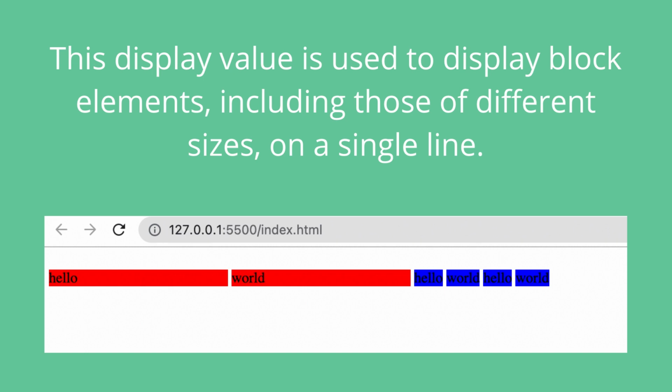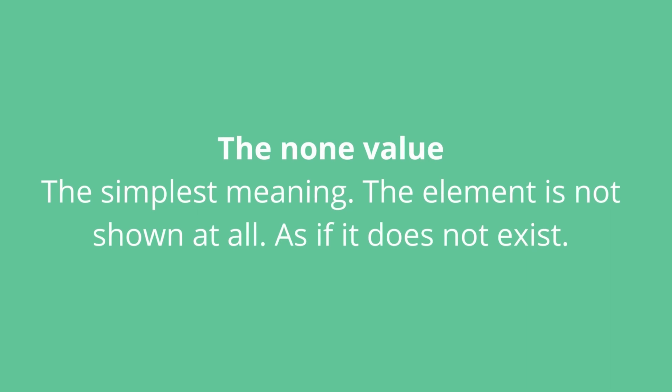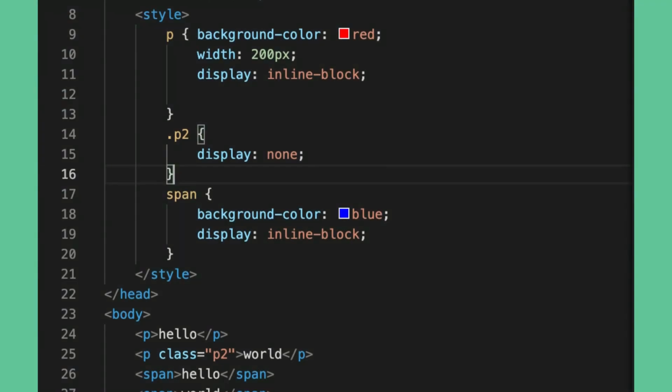So we have now covered three out of the four display values that we have access to. The last one is simply display none. The none value has the simplest meaning: the element is not shown at all, as if it does not exist. Property none just gets rid of our element. So here we gave our second paragraph element a class which we call P2 and set its display value to none.